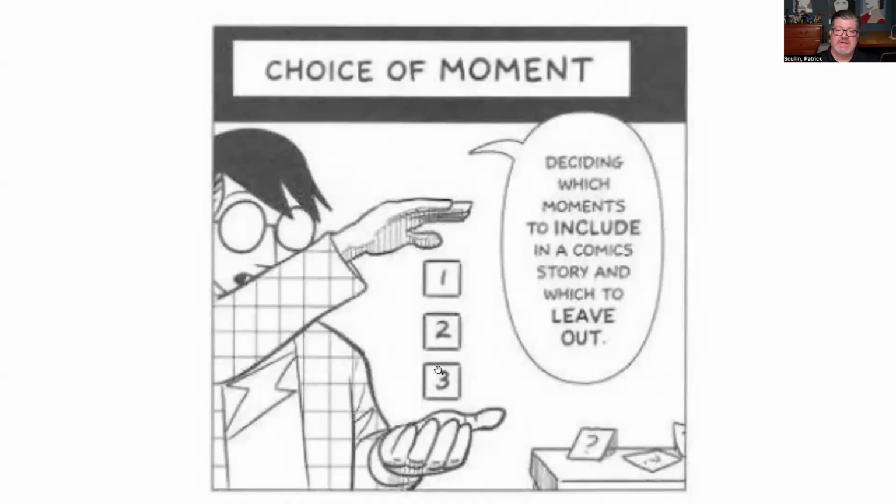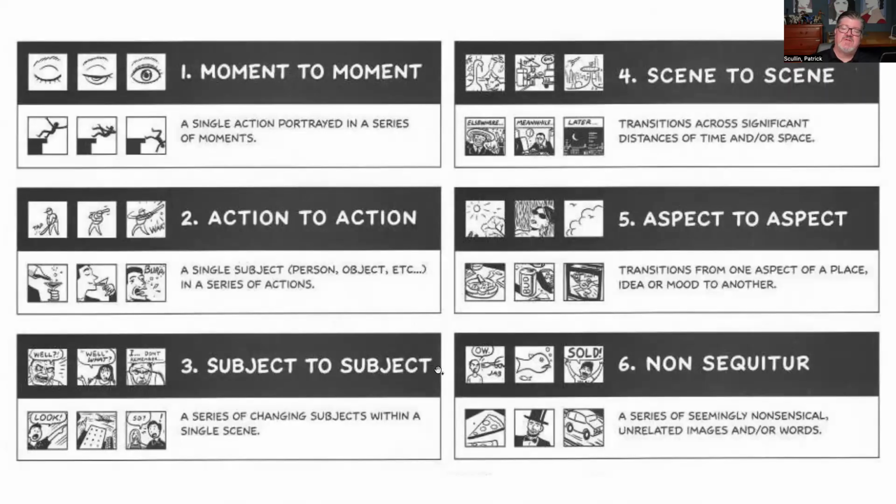There's a whole section in Scott McCloud's book that explains this process. It's really important to think about the pacing of your story from frame to frame, from panel to panel. So sometimes you're doing it moment to moment in a very deliberate kind of staccato, slow action way, or you're thinking action to action, large swings of the story, subject to subject, kind of back and forth like a dialogue, scene to scene, kind of skipping ahead and moving the story at a faster pace, aspect to aspect, kind of giving the look and feel of the environment and the feeling of the story, and then finally non sequitur, which doesn't make sense.